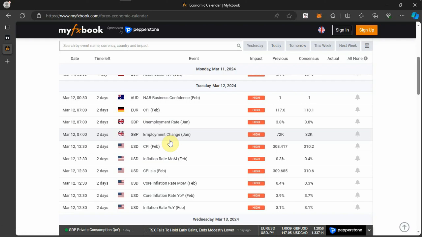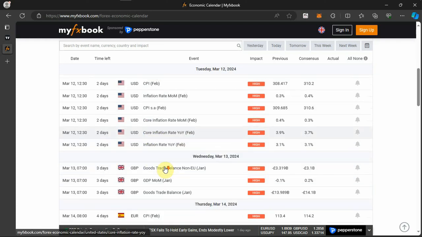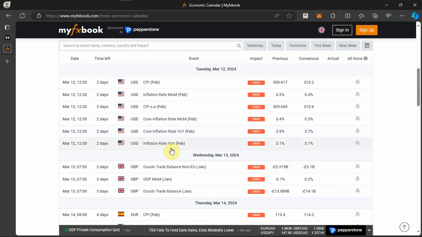We have CPI for the month of February for USD, inflation rate month over month for the month of February for USD, CPI for the month of February for USD, core inflation rate month over month for the month of February for USD, and inflation rate year over year for the month of February for USD.